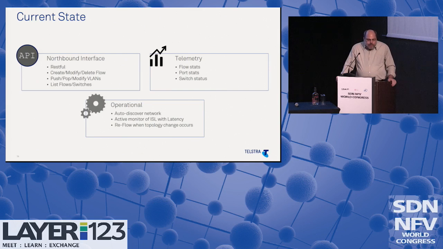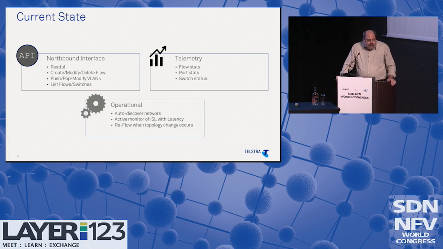So where are we at today? It works. It's going into our production network. It will be replacing the current controller, which is a commercial controller, probably, knock on wood, the end of this month, if not early November. It lets us create, modify, delete flows, push, pop, and modify the VLANs. TPN is based off an E-line service at the moment, and that's a limitation of the original controller.